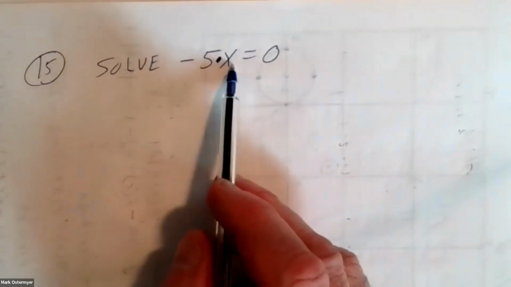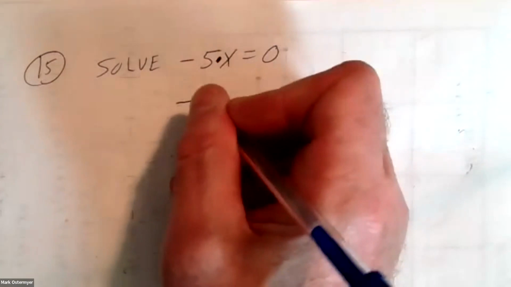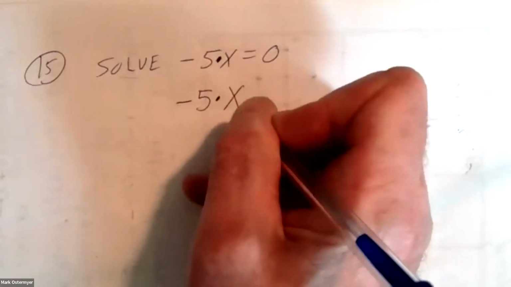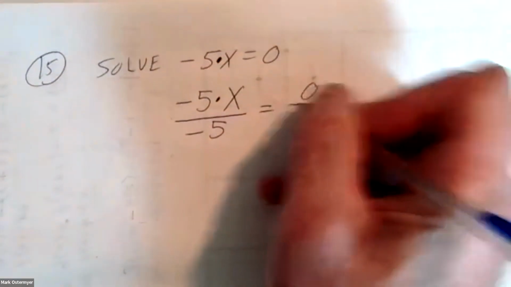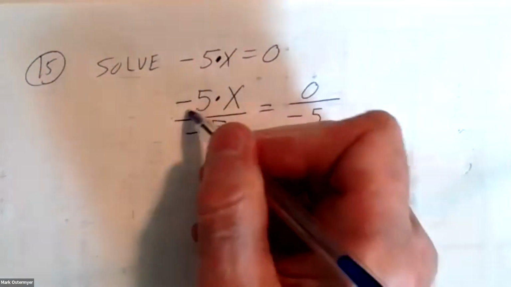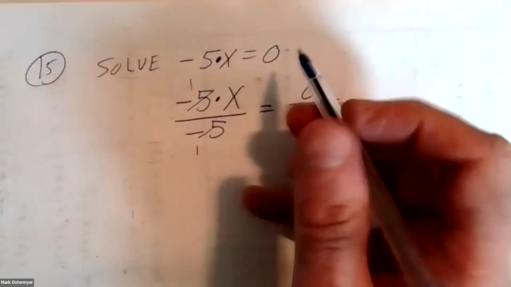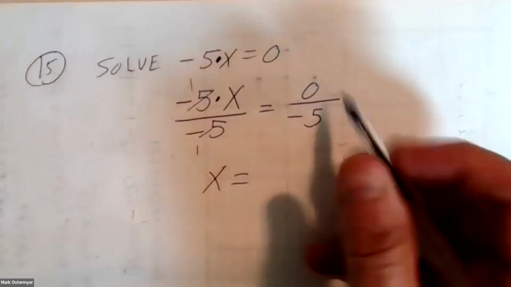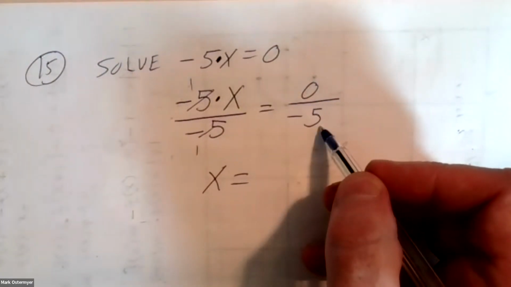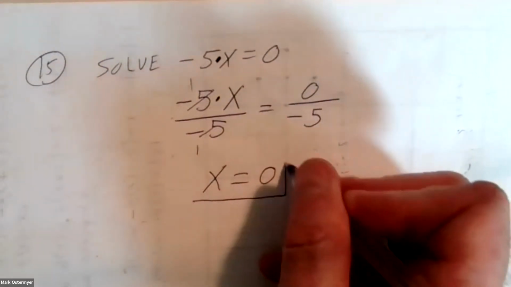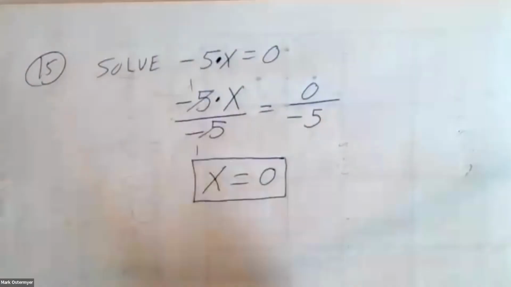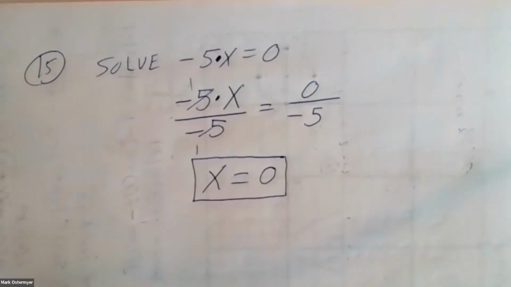Well, this is negative 5 times x. What's the inverse of multiplication? So I'm going to have to divide both sides of my equation by negative 5. The negative 5 is reduced down to 1 on the left side, and 1 times x is x. And what's 0 divided by negative 5? 0 divided by any number, ladies and gentlemen, is always 0. So the solution to this equation is 0. That's your solution. We're done.